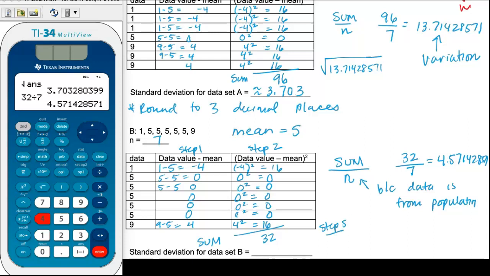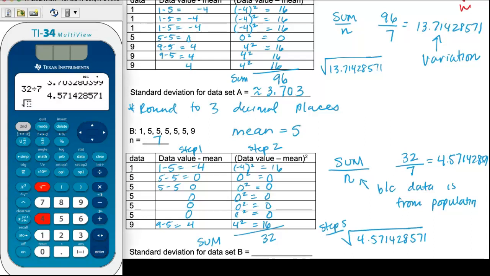And then the last step, step 5, is to take the square root of that. So take the square root of 4.571428571. So I'm going to do the square root sign and then second answer. And if you can't find the answer button on your calculator, or you don't have one, just type it all in, and you get the same answer that I do. And so you get this answer right here, and we're going to round to 3 decimal places, so 2.138.